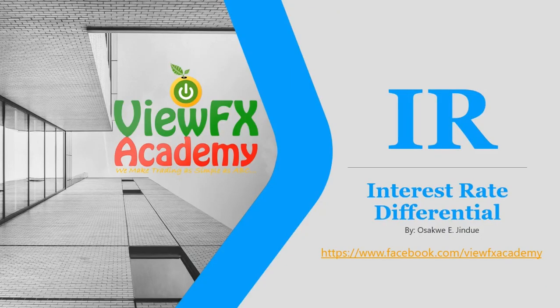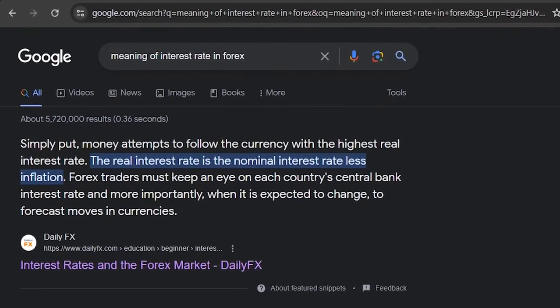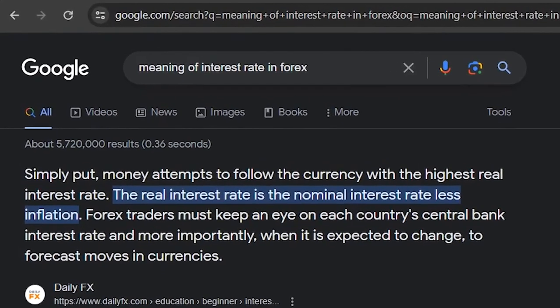Hello, wonderful people. We shall be talking about interest rates today. We want to see how interest rate differential affects our trade. Now, what is the meaning of interest rate in Forex? We don't want to go into details about interest rate, but this is just a precise meaning of interest rate.